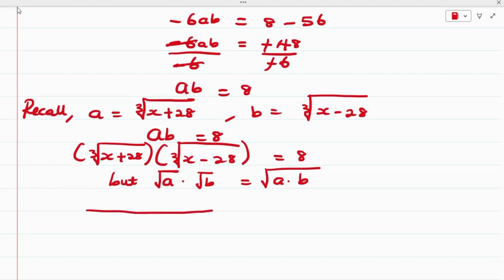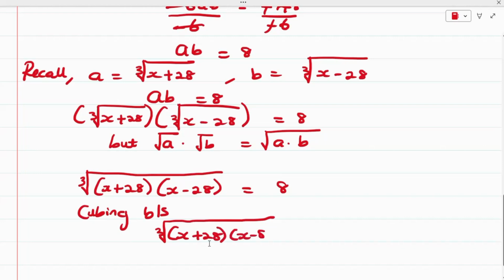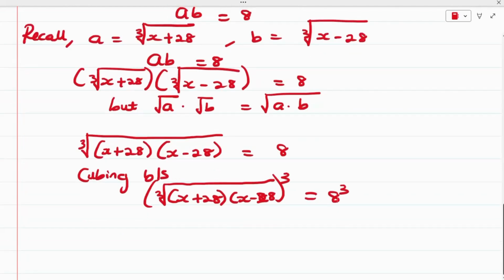So we have this to be the cube root of x plus 28 multiplied by x minus 28, and this is equal to 8. So the next thing we want to do is to cube both sides. We have the cube root of x plus 28 multiplied by x minus 28, we want to cube this right here, is equal to 8 raised to the power of 3, by cubing both sides.